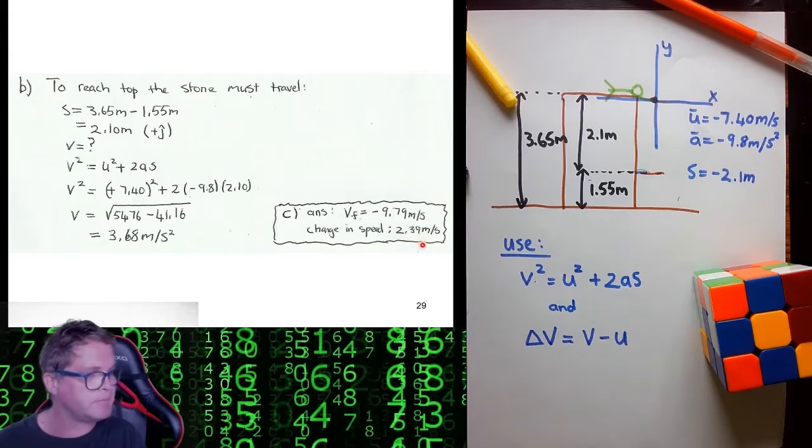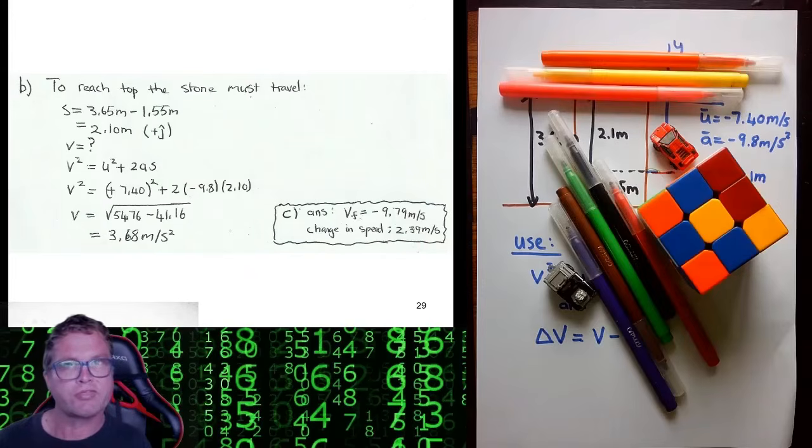Right, this concludes the work on chapter 3, where we've looked at motion exclusively in one direction at a time. And we've actually done that separately for both motion in the x direction and motion of an object under free fall in the y direction.